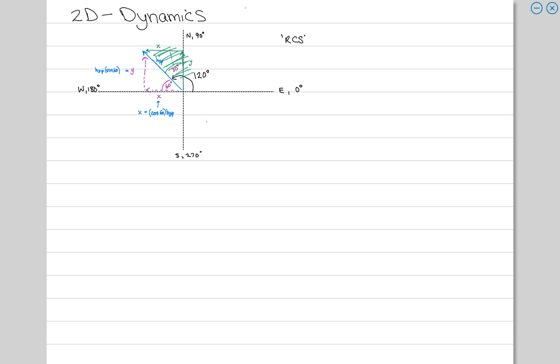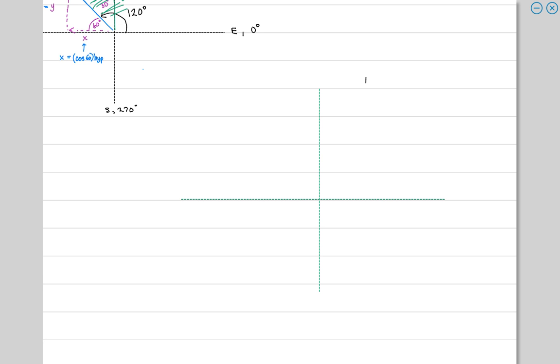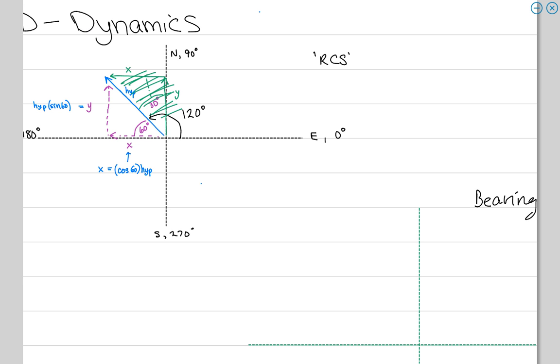Okay, so let's do another one. Let's do one where they gave you the navigator method. So let's say they gave you a bearing of 120 degrees. Where do bearings start? Yeah, they start north at 0. In math class, you start east at 0 and go counterclockwise. So in math class, this RCS, it's east at 0 and then counterclockwise, and you go this way. That's important in math class, and that's what I want to be consistent with.